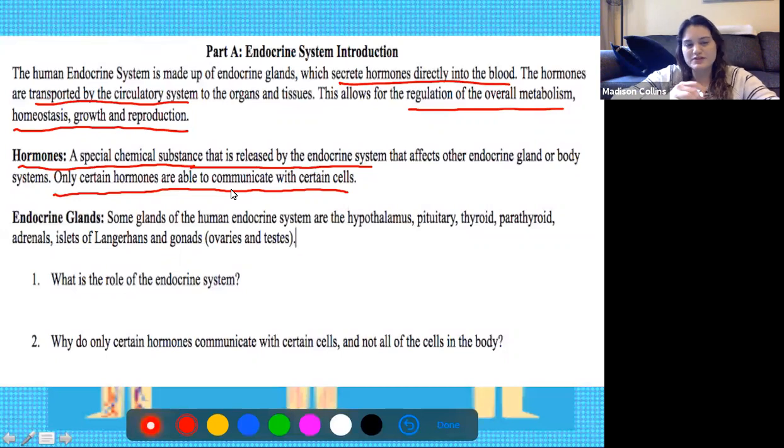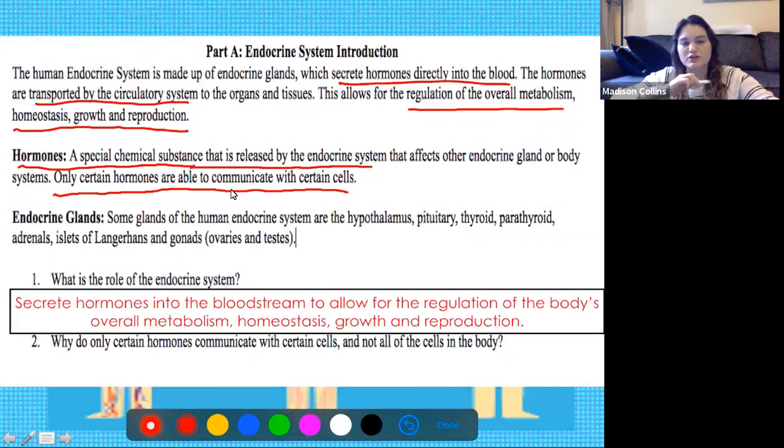So number one, what is the role of the endocrine system? Well, you should have gotten that the role is to secrete hormones into the bloodstream that allow for the regulation of the body's overall metabolism, homeostasis, growth, and reproduction. So those hormones, those tiny chemical substances, are going to cause changes throughout your body and regulate everything that's going on inside, including metabolism, homeostasis, growth, and reproduction.